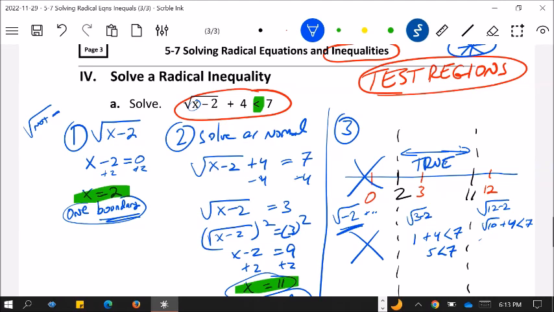The square root of 10 is 3.16222. So I can round it to 3.16. Or I could round it to 3.2, but I think I want to get about as close as I can. But 3.16 plus 4 is 7.16, and that is not less than 7. That's greater than 7. So that means this side can't be used.